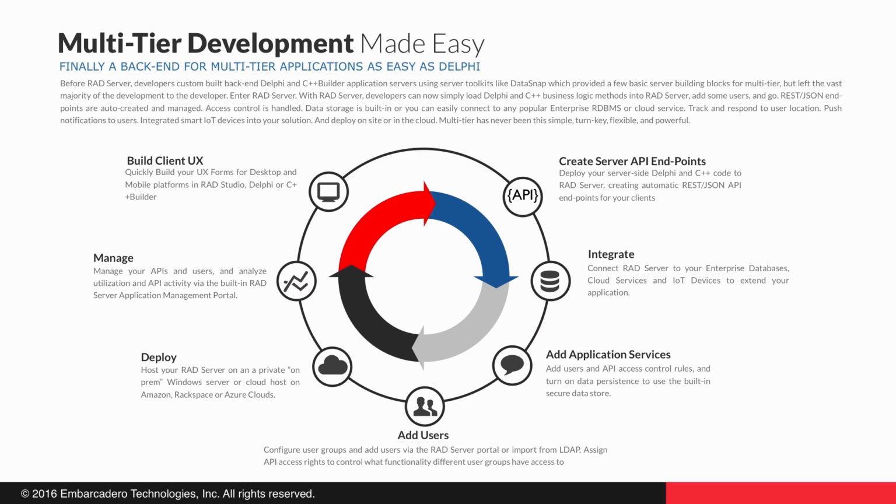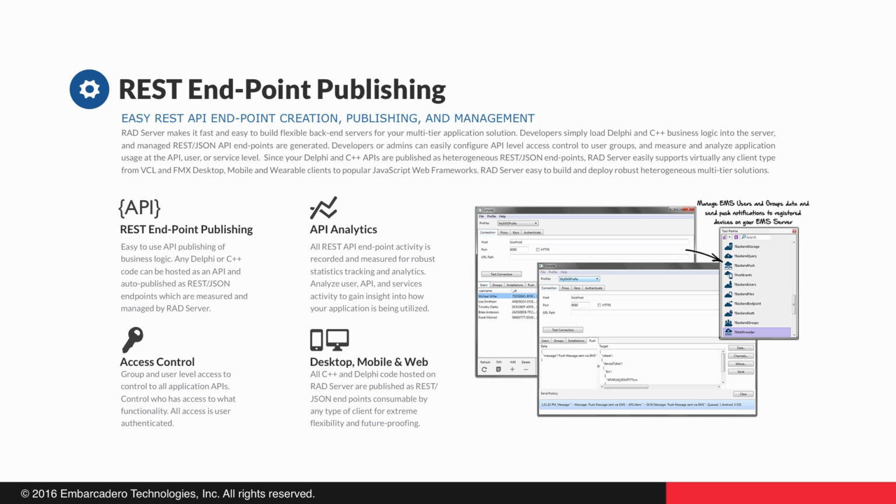You start by originally creating the application itself. You then need to integrate with the backend server via API endpoints, as well as integrate it into further backend services like databases or IoT devices. Next, typically you're going to add your application services, including adding users and user permissioning. You then deploy and manage your application on an ongoing basis.